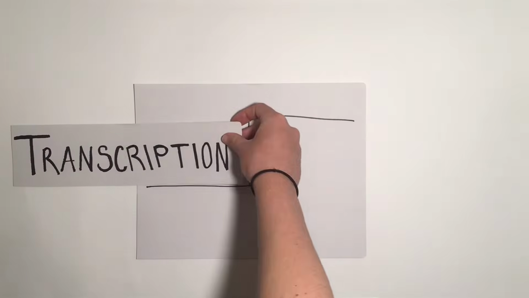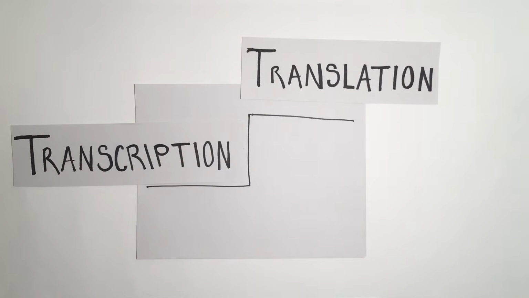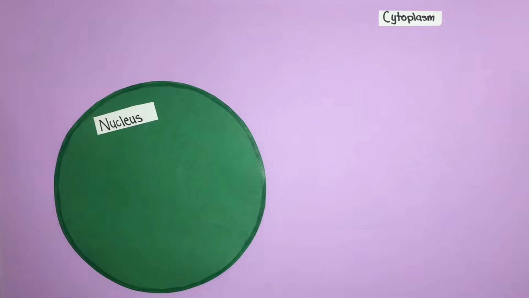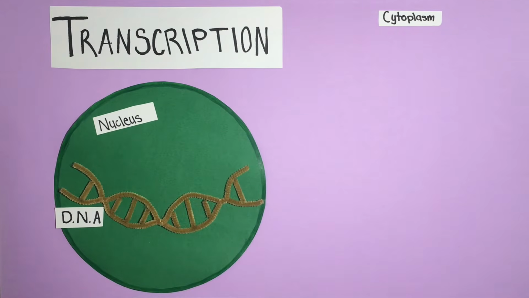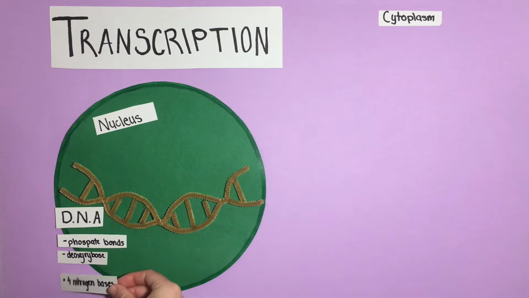It is during this that the two main steps occur: transcription and translation. Polypeptide synthesis starts in the nucleus of the cell, the location of the DNA and site of transcription, the process's first step. This DNA is made of phosphate bonds and a sugar called deoxyribose, which both form the backbones, and then 4 nitrogen bases with each pair joined with a hydrogen bond.